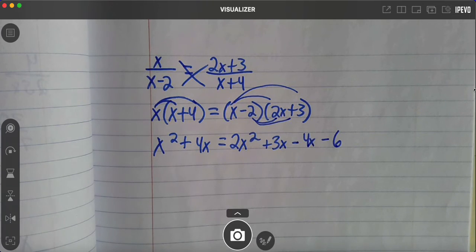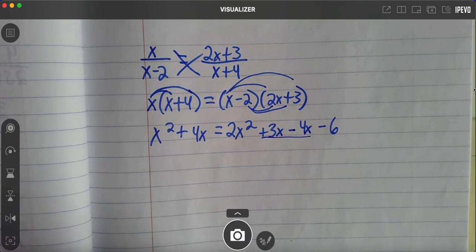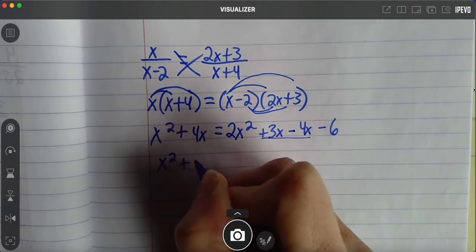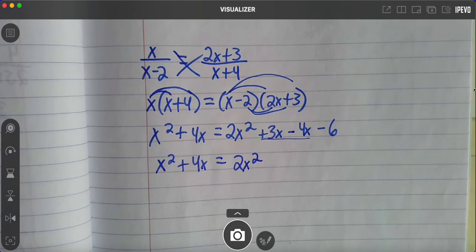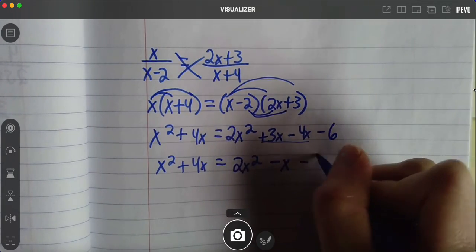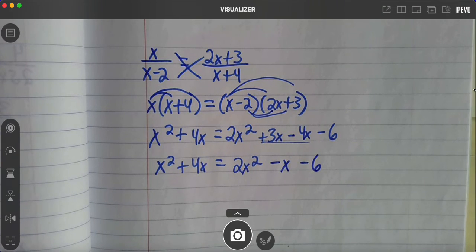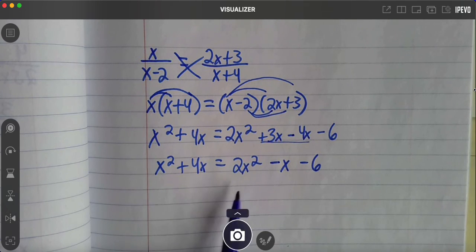Now I shall combine my like terms right here. Okay? I'm just going to bring these two things down for now. Bring down my 2x squared. What is 3x minus 4x? It's a negative 1x. Is everybody good with that part? I just combined those two things. Now, I need to move these two things over here, right? I'm going to bring all of these to one side and set it equal to 0.